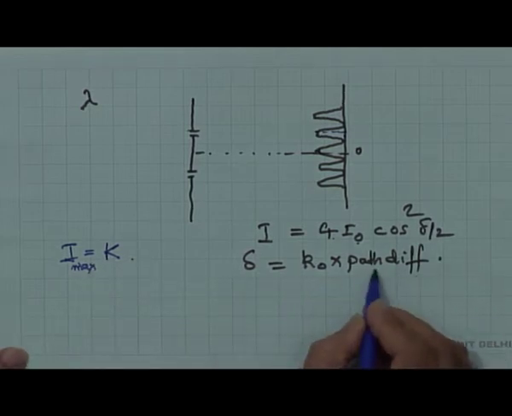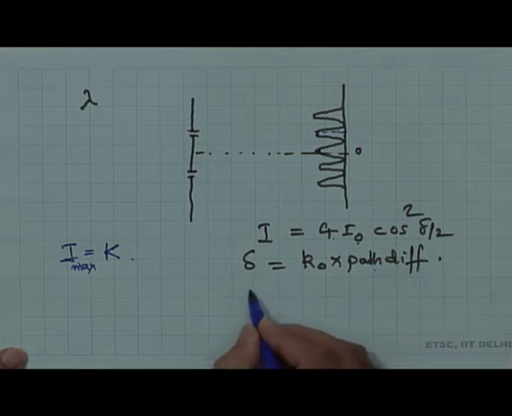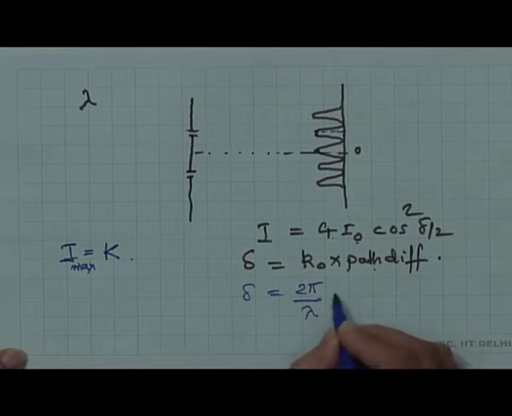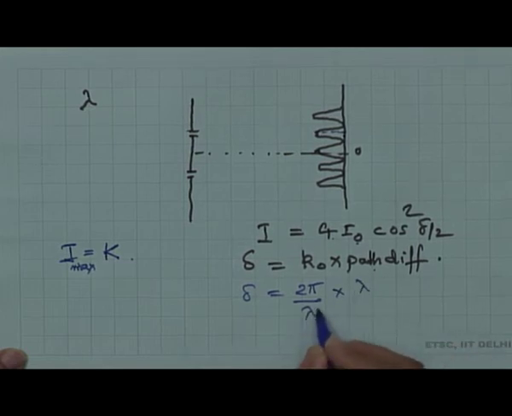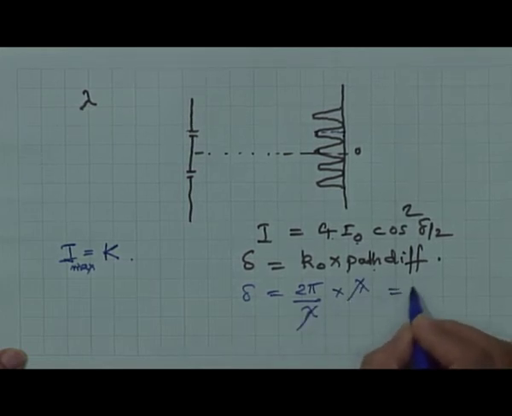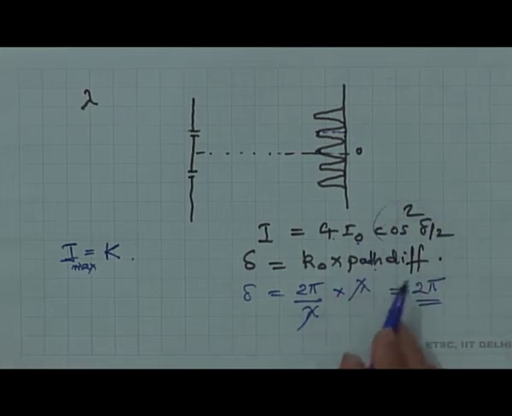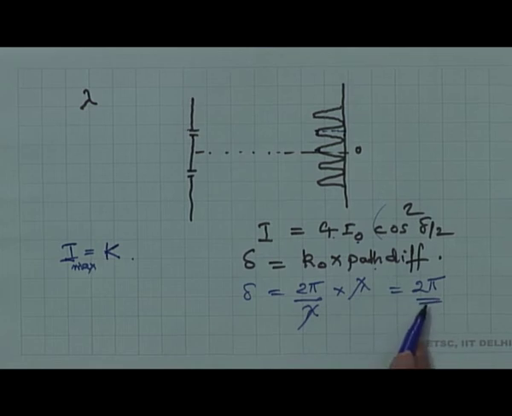So delta is equal to 2 pi by lambda into path difference lambda. These cancel and delta is equal to 2 pi. Obviously, cos delta by 2 is equal to minus 1 and cos square is 1. So the maximum is for I 0.